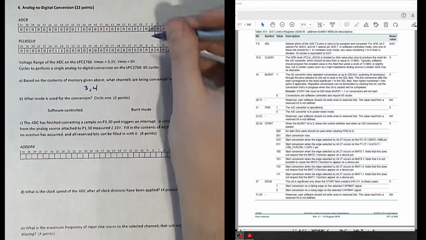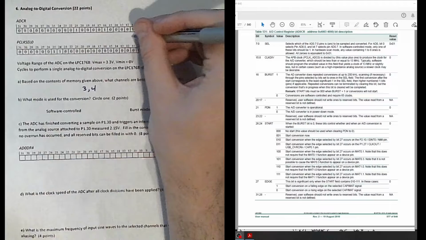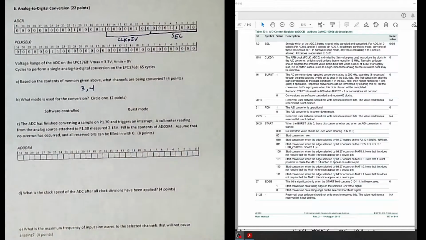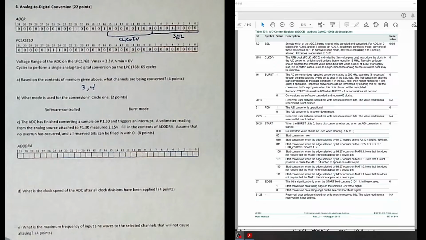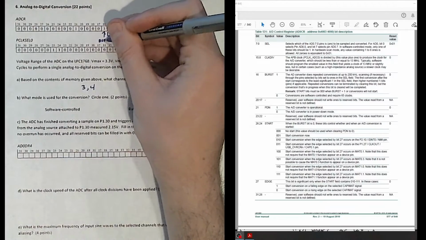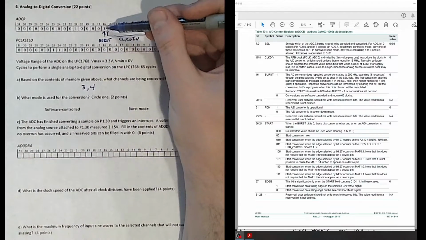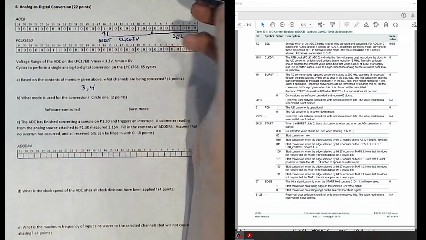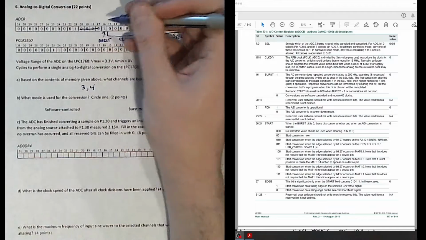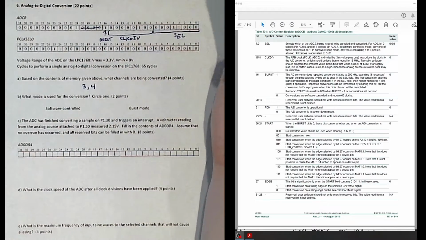Bits 8 through 15 are CLKDIV. That's an integer written out in binary, but we're going to convert it to an integer that divides the clock further than what PCLK is doing. Bit 16 here is BURST, so it is on. That means we are in burst mode. We are not software controlled. Bits 17 to 20 we can just cross out because they are unused, they're reserved.